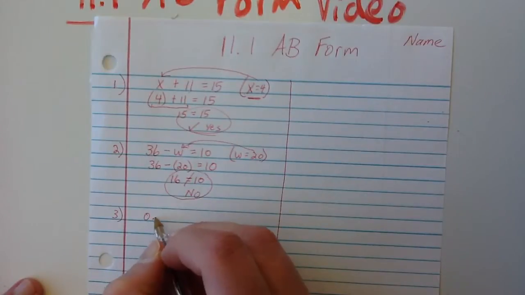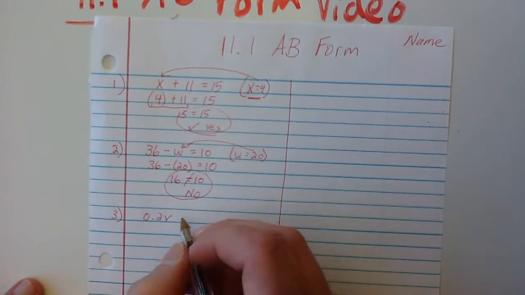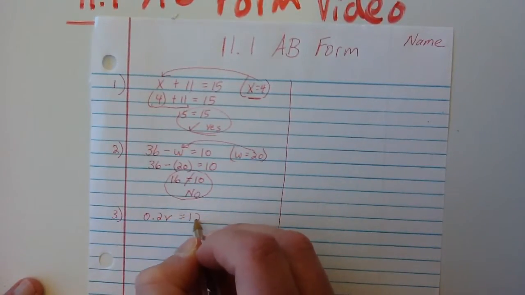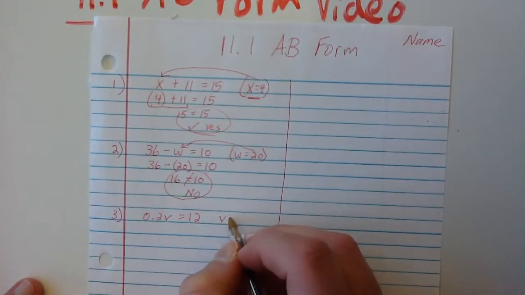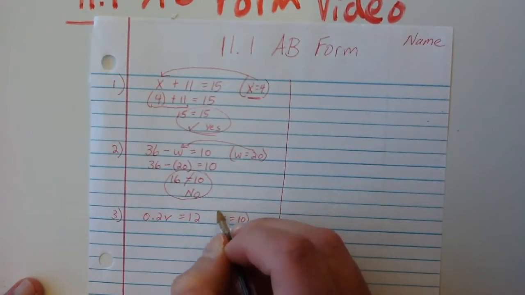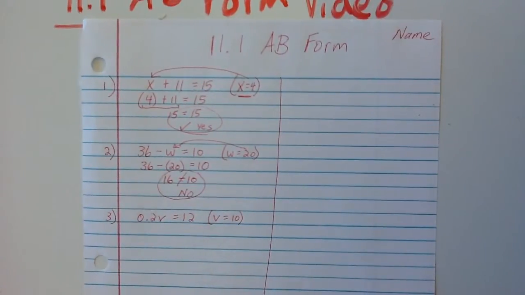0.2v equals 12. And I'm told that the variable v equals 10. Is 10 a solution to this equation?